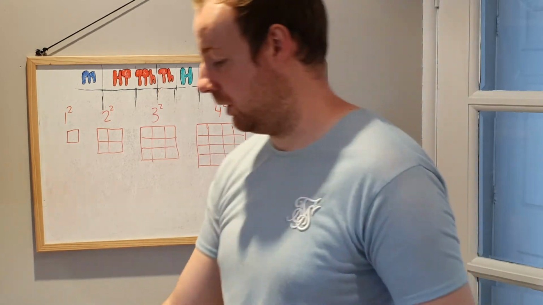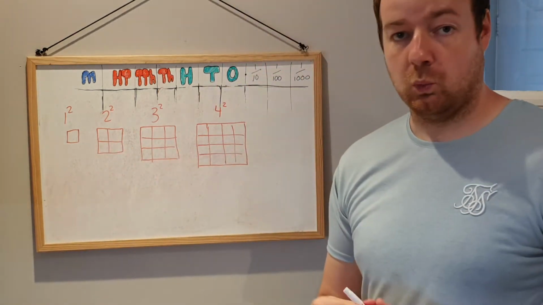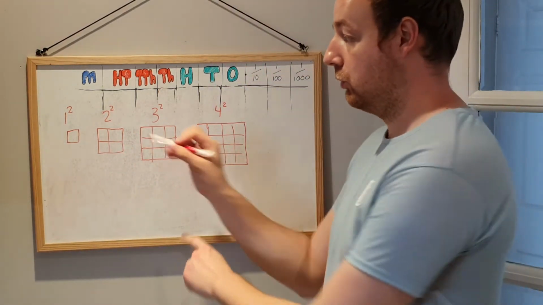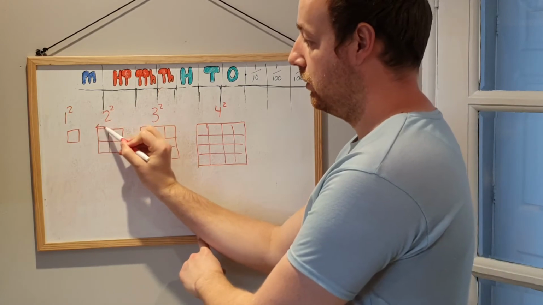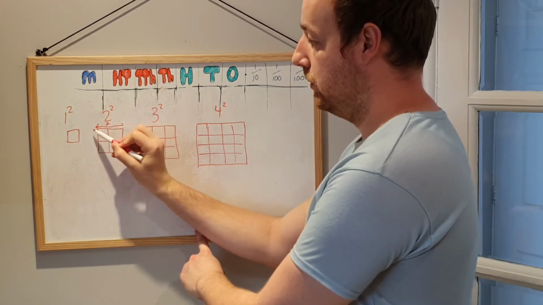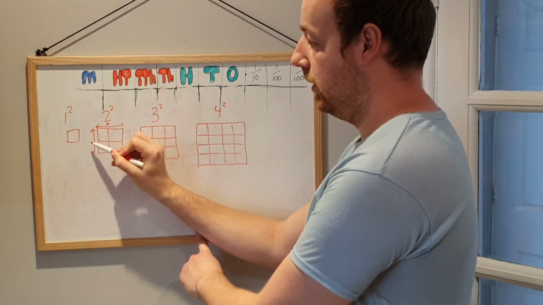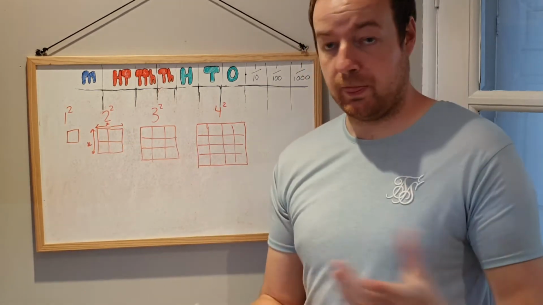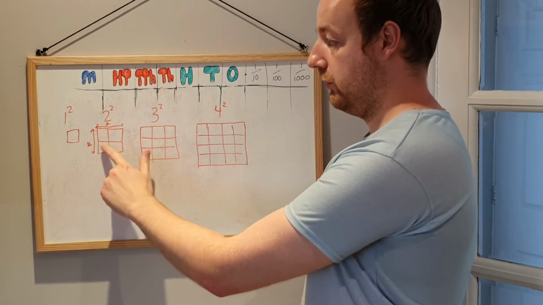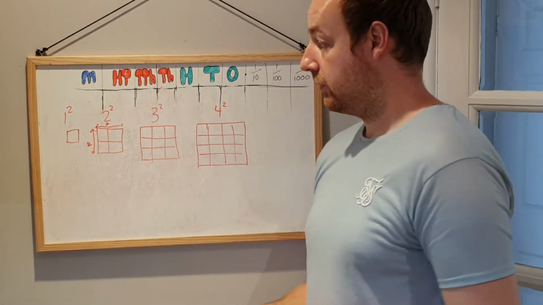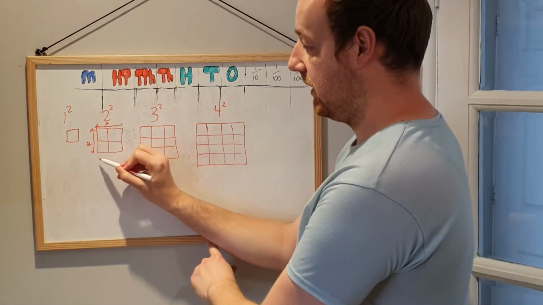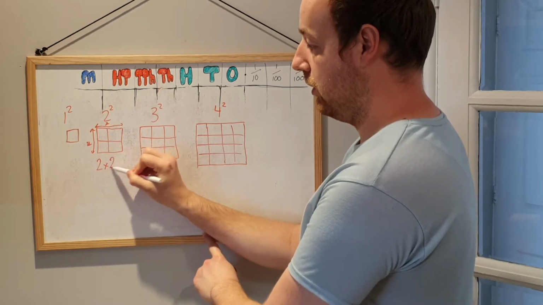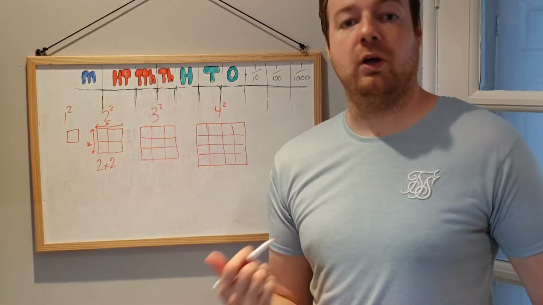If I take the number, I'm going to look at 2 squared first of all. What I'm looking at is how many numbers I've got going across. So going across here, I have 2, and down here I have 2. If I were to draw this as an array, I would put 2 going across, 2 going down. Okay, so 2 squared is actually exactly the same as 2 times 2. It's the number times by itself.